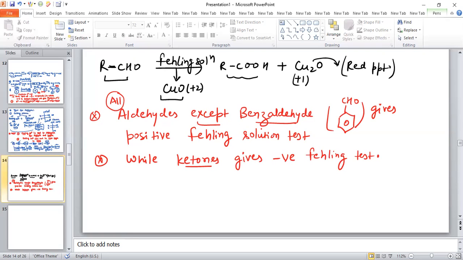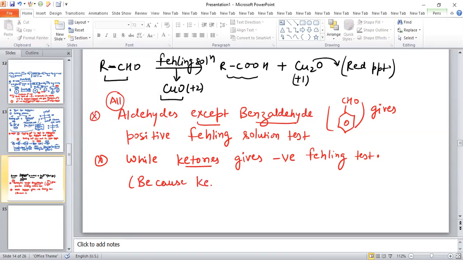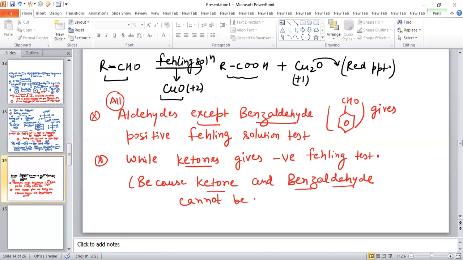Because ketone and benzaldehyde cannot be oxidized by Fehling's solution.